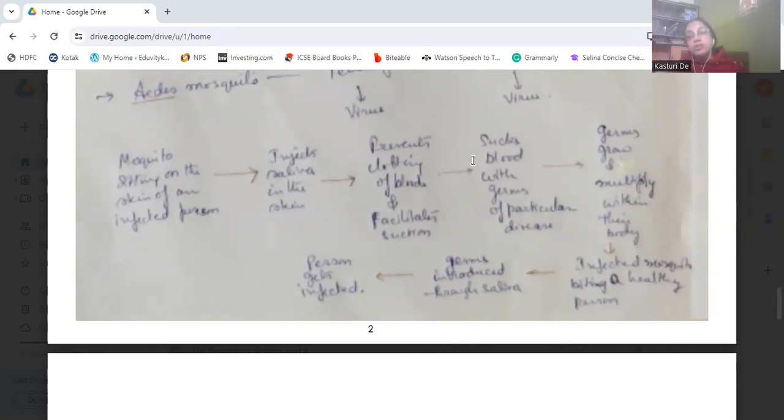Then they suck the blood with the germs of the particular disease, because that person is already infected. Now the germs grow and multiply inside the body of the mosquito. When the infected mosquito bites a healthy person, the same process occurs: it injects saliva, and with the saliva the germs also enter the body of the healthy person. That is how the healthy person gets infected. Clear now how the disease is passed from one person to another? It just carries on forward.